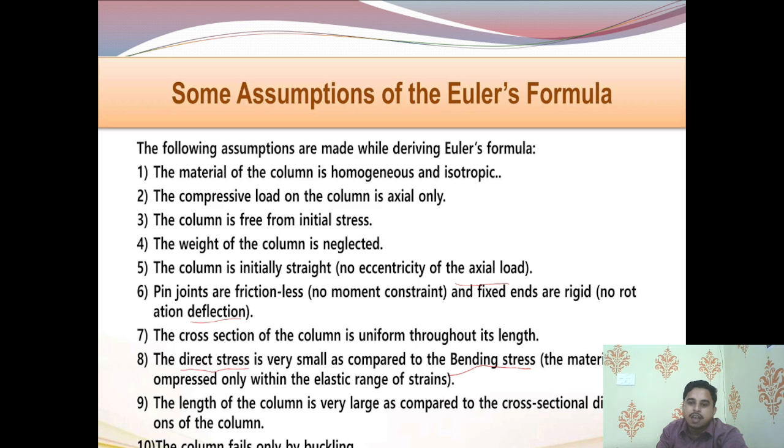Direct stress of the column is very small as compared to the bending stress. What do we mean by this? The material is compressed only within the elastic range of strains. The length of the column is very large as compared to the cross-sectional dimension of the column. The column fails only by buckling. These are the assumptions of Euler's formula.